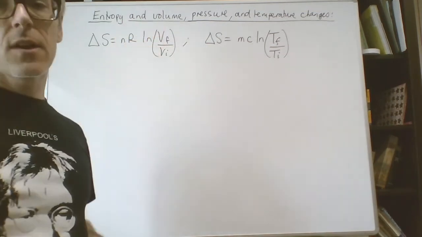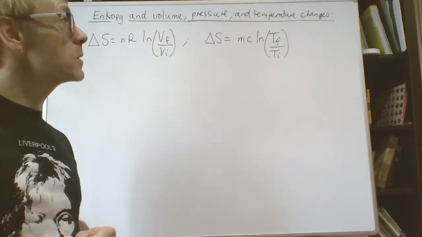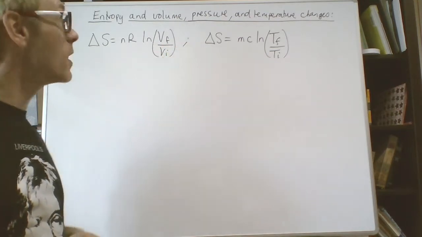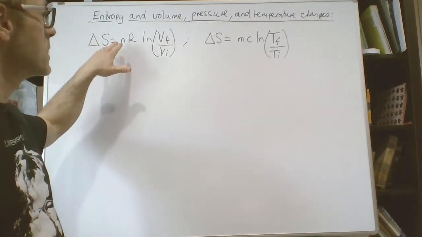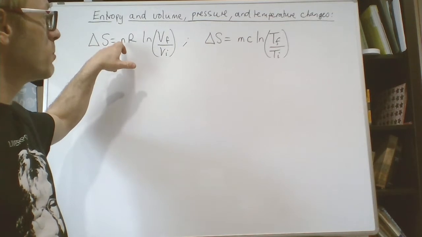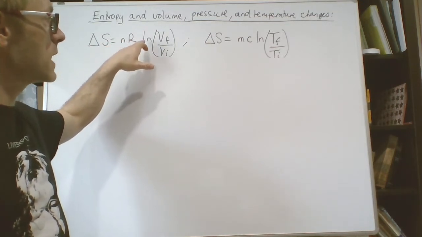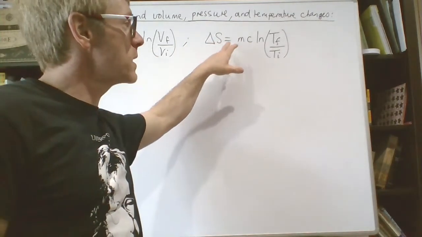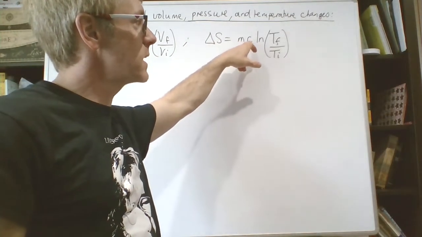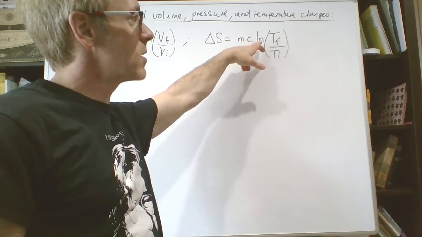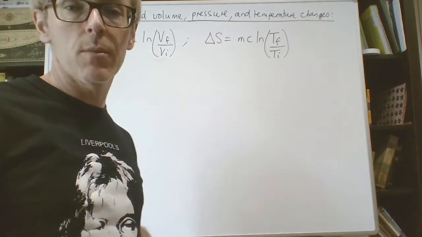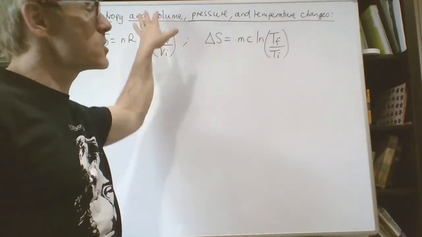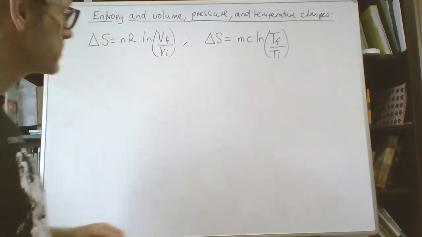So in our discussion of looking at entropy and volume, pressure and temperature changes, we've seen these two equations so far. We've seen a change in entropy is the product of moles, the ideal gas constant, and log final over initial volume. We've seen the change in entropy is the mass, the specific heat, multiplied by the log of the final over the initial temperature. Now we're going to look at the effect of pressure on entropy change.